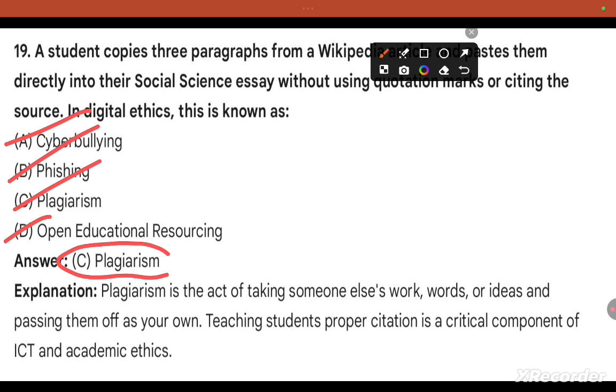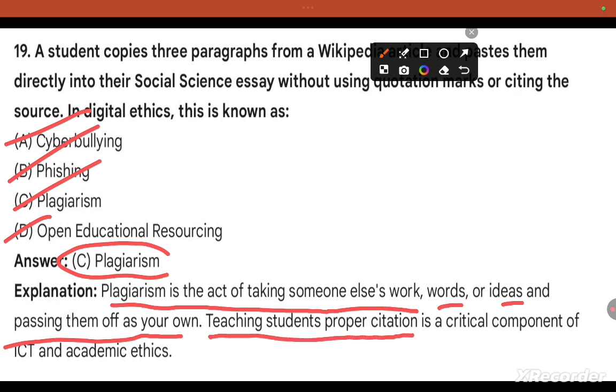What is plagiarism? Plagiarism is the act of taking someone else's work, words, or ideas and passing them off as your own, saying that it's your own. Teaching students proper citation is a critical component of ICT and academic ethics.